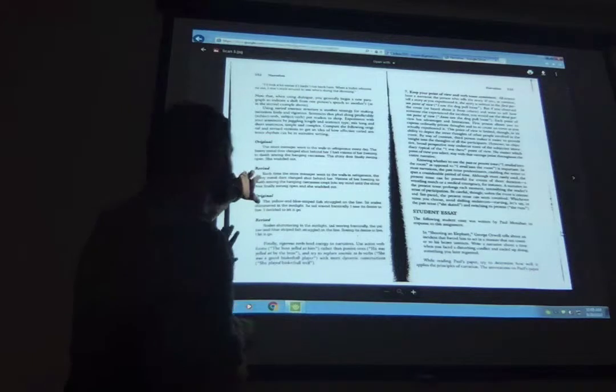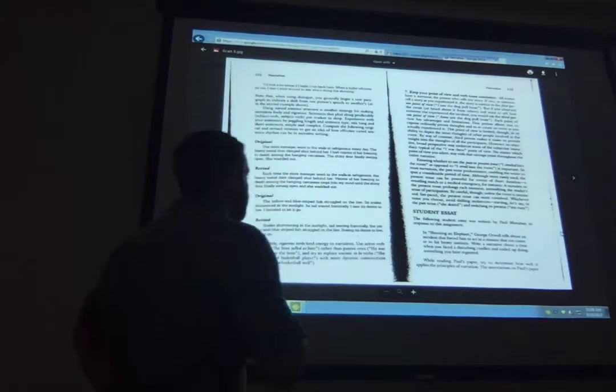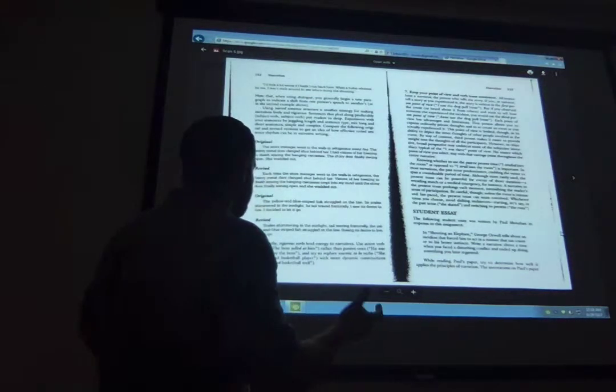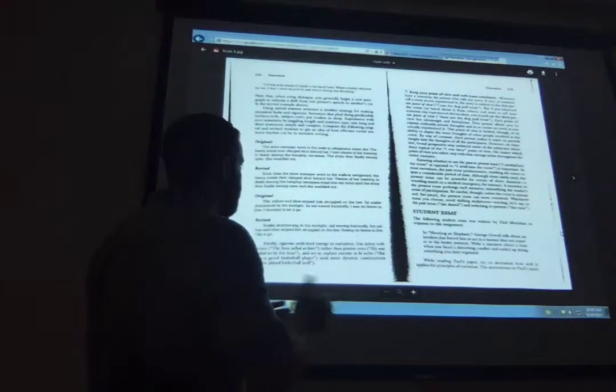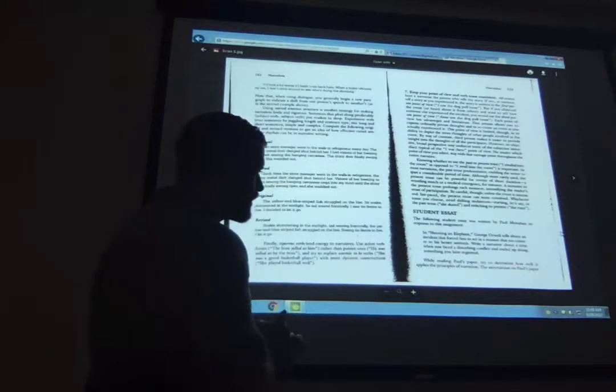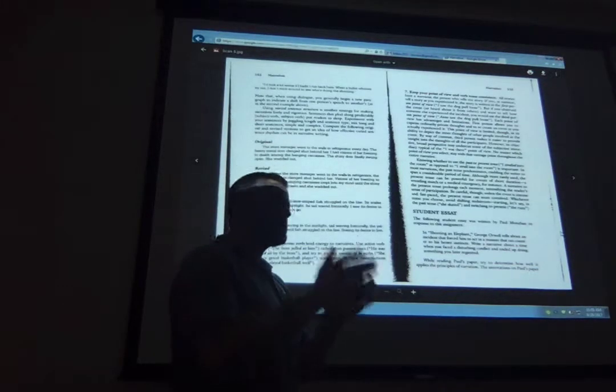So if you look at the original here, the store manager went to the walk-in refrigerator every day, period. The heavy metal door clanged shut behind her, period. I had visions of her freezing to death among the hanging carcasses, period. The shiny door finally swung open, period. She waddled out, right? It said, we're in a jerky.